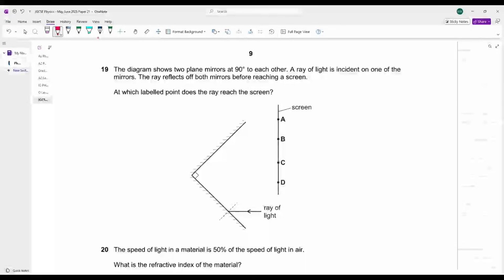The diagram shows two plane mirrors at 90 degree to each other. ठीक है, ये plane mirrors लगे हुए. A ray of light is incident on one of the mirrors. The ray reflects of both mirrors before reaching the screen. ठीक है जी. रे क्या कर रही है ये स्टेटमेंट गौर से पढ़ो. रे रिफ्लेक्ट ऑफ बोथ मिरर बिफोर रीचिंग द स्क्रीन. At which label point does the ray reach the screen? किस point पे does the ray reach the screen?